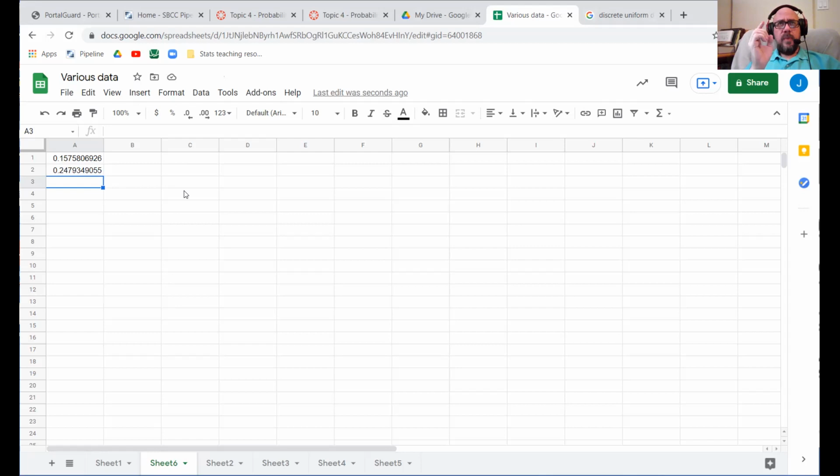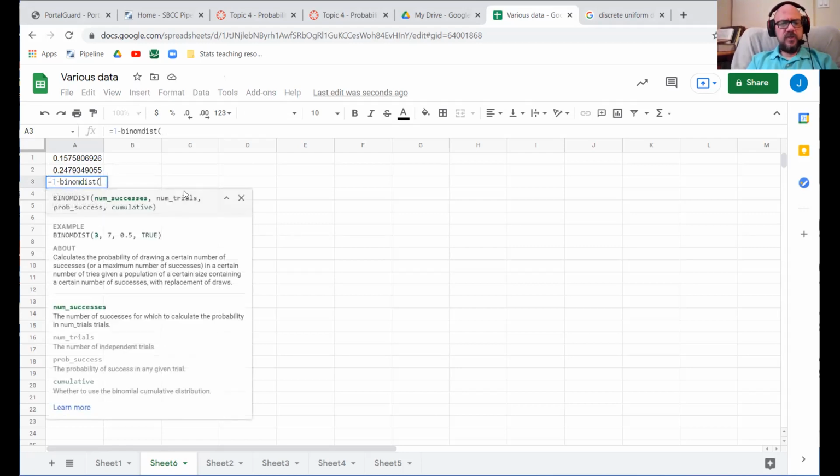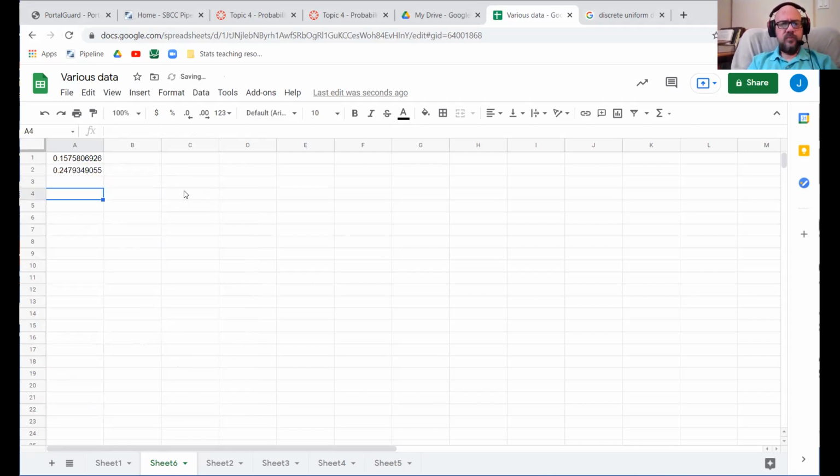What about if we wanted to go above 6? The probability that x was greater than 6, so 7, 8, 9, or 10. We do exactly the same thing. Equals 1 minus BINOM.DIST of 6 successes in 10 trials with a 74% probability of success, and cumulative true. Exact same thing we found before.